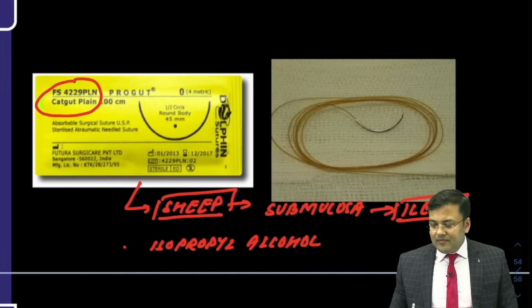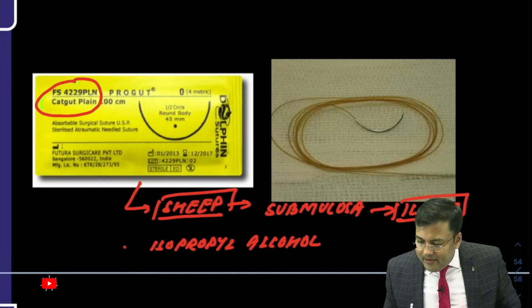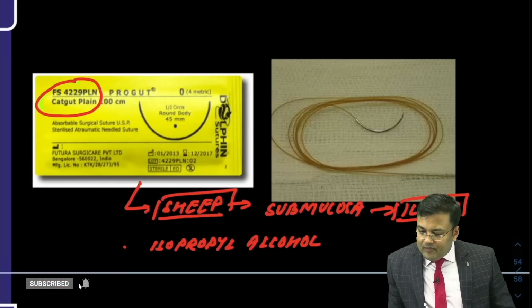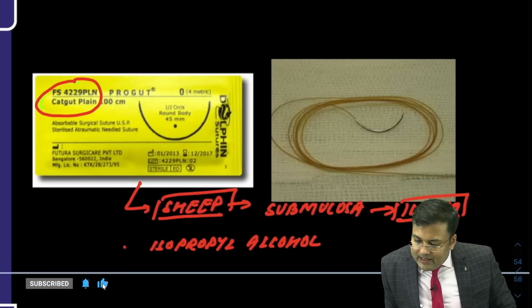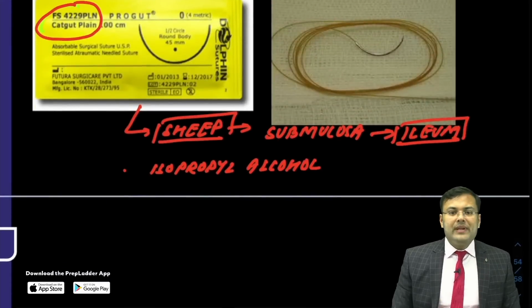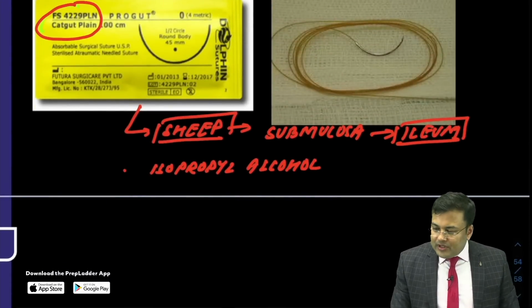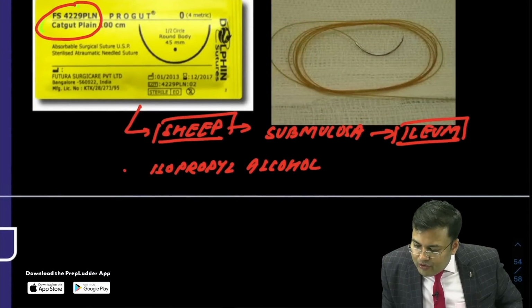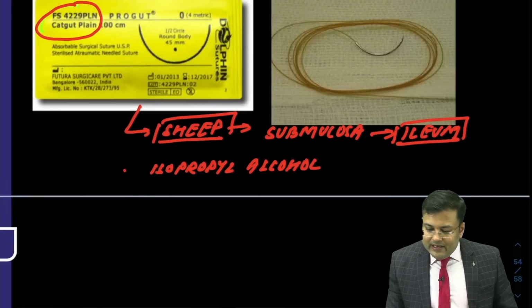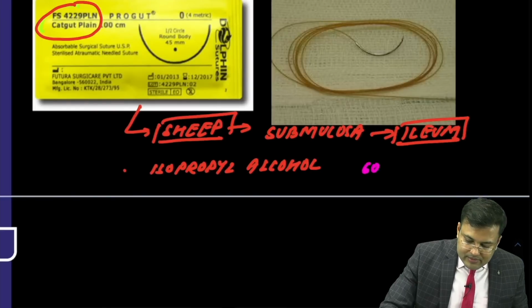This is the question. Guys, tell me in how many days catgut is absorbed? Everybody is telling it correctly. Isopropyl alcohol, yes, that's the solution used. In how many days it is absorbed? Yes, Sanjay, very good. Sanjay, first person to reply. And now everybody is replying correctly. It is 60 days. It is absorbed in 60 days.